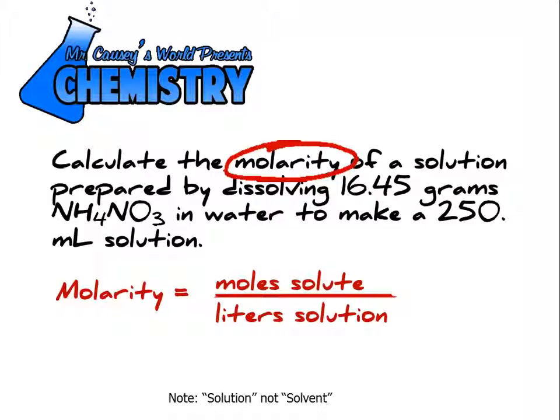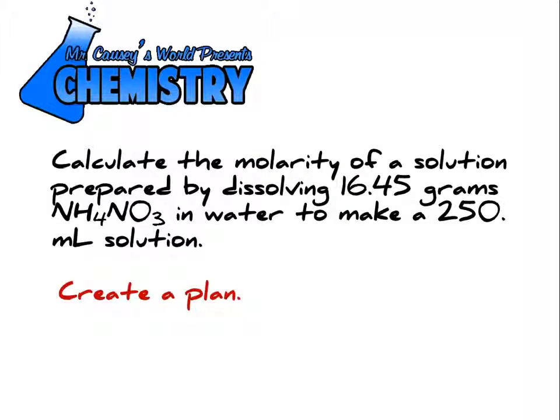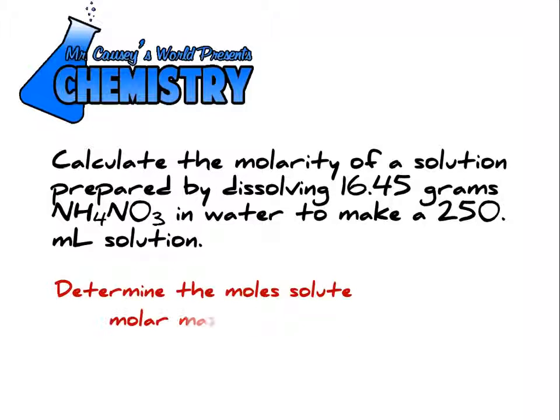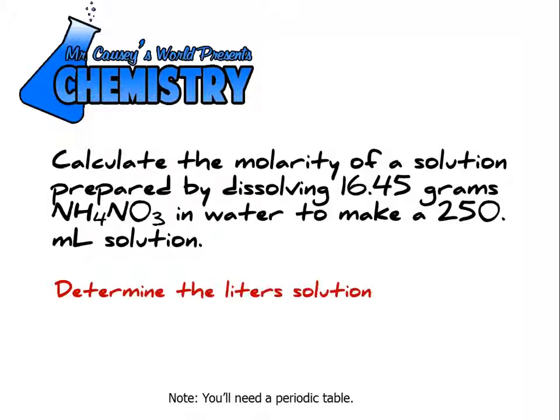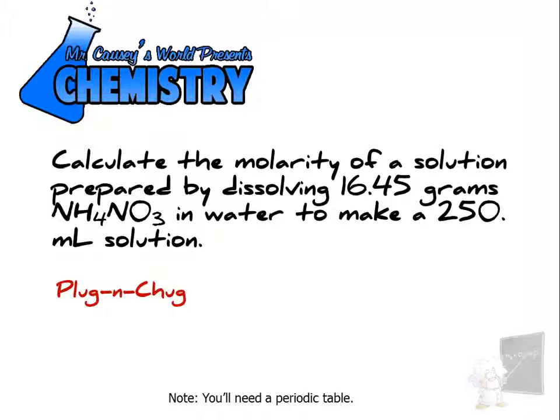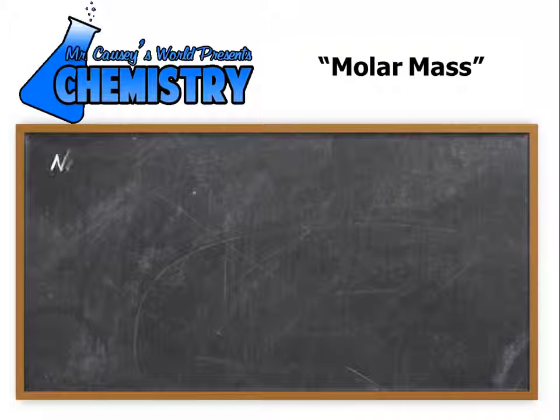Then once you know what molarity is, or you're sure you've got your molarity equation, what you want to do is create a plan. So first we want to determine the moles of solute, which also means we're going to determine the molar mass of ammonium nitrate, and we'll use the molar mass to calculate the moles of solute. And so be sure you get out your periodic table. Then we'll determine the liters of solution, and then we'll plug and chug. Well, let's go to the magic board and let's calculate the molar mass.